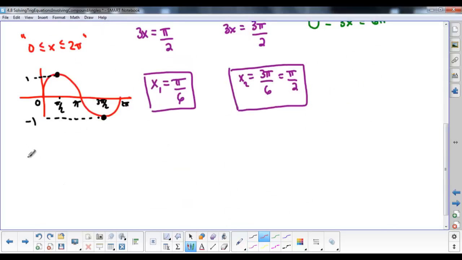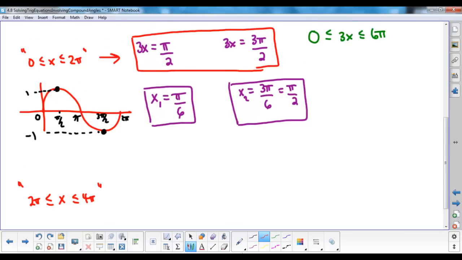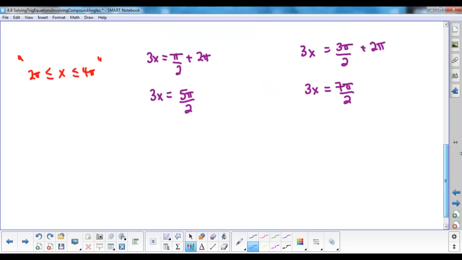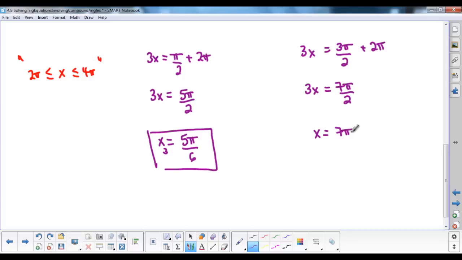So what we're going to do is think of working between 2 pi and 4 pi, which means I'm going to take this original statement that we created and add 2 pi to it. So really we're working with 3x equaling 5 pi by 2 and 3x equaling 7 pi by 2. And as we've done for every other question, isolate x, so we'll divide by 3, giving us 5 pi by 6. That's our third possible value. And if we divide by 3, we end up with 7 pi by 6, which is our fourth possible value.